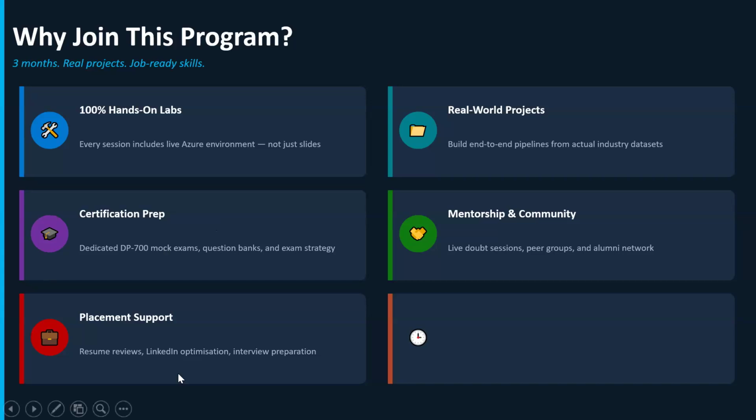And placement support doesn't mean that I'm going to showcase jobs, but at least we'll try to help with resume preparation and LinkedIn optimization: in what way you can optimize your LinkedIn, and how LinkedIn helps you. These are the things I'm going to help with. Also interview preparation questions, and we'll try to have mock interviews too. And of course at the end we are going to have a real-time project, one end-to-end project spanning all the covered technologies, so that you'll be hands-on with this project and get the confidence. And of course live sessions, and if you have any questions offline, you can always ask us. So this is about the program.